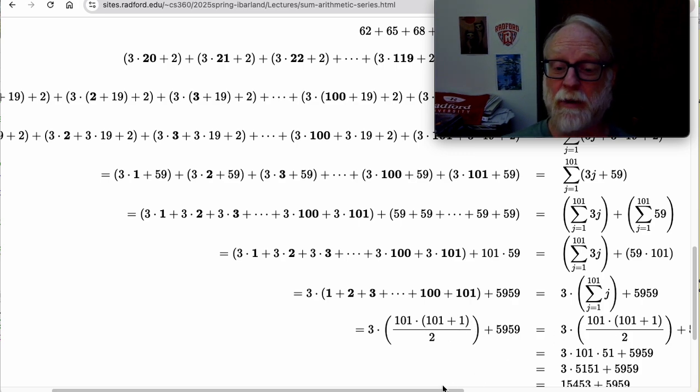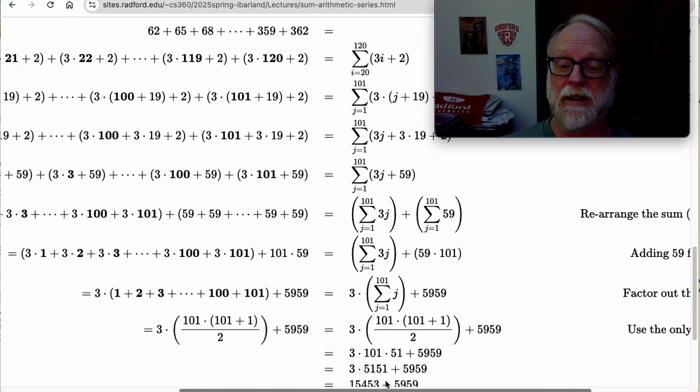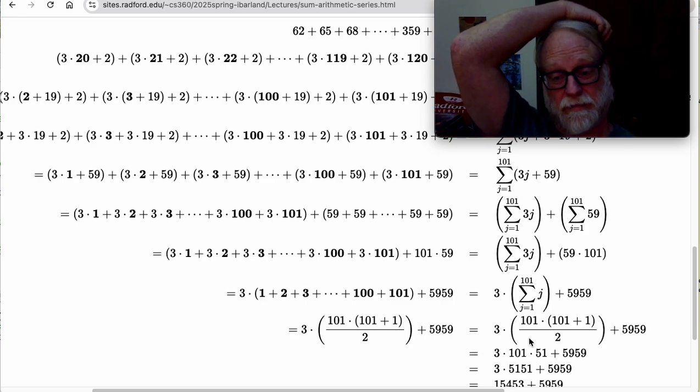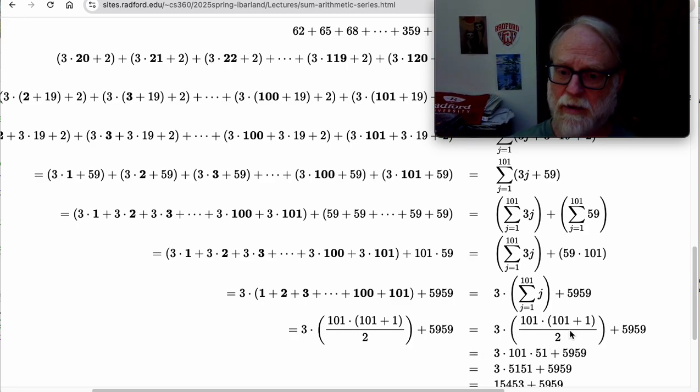And now from here on out, we're just doing arithmetic. So let's just look at this term here. 101 times, that's not even. Oh, 101 plus 1, that's even. Whew, I can divide by 2. So 101 times 51 times 3, plus that 5,959. 51 times 101, that's 5,151. Okay. 3 times 5,151.